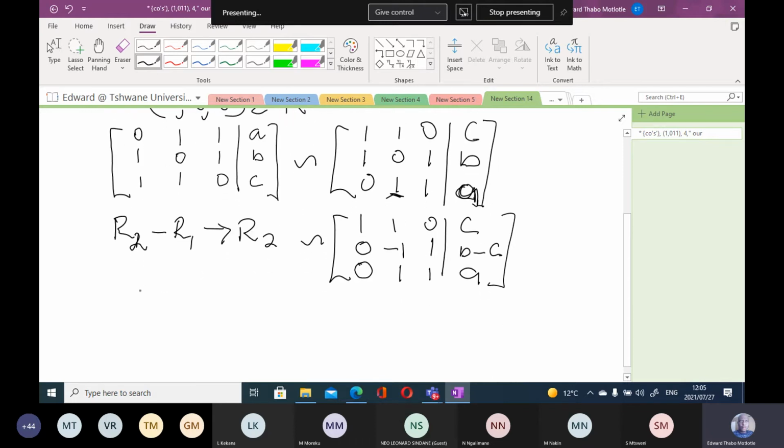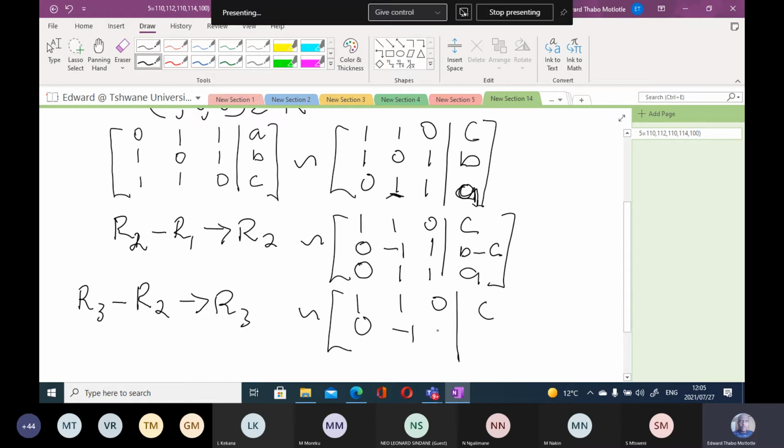Now, row 3 minus row 2 gives you row 3. And this is equivalent to 1, 1, 0, C, 0 minus 1, 1, B minus C. Okay, let's see. If we add these two, this will be 0, 0, 2. And if we add these two, we have A plus B minus C.